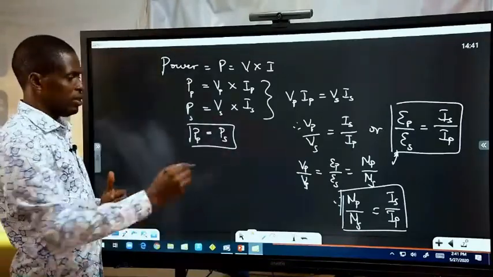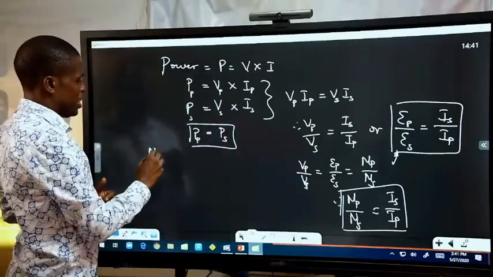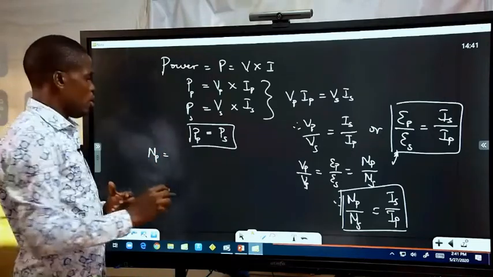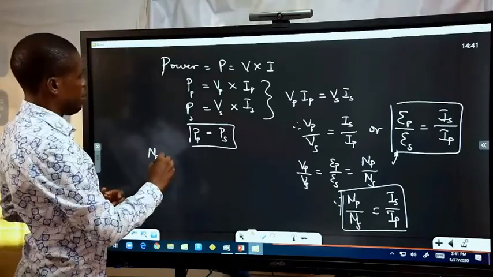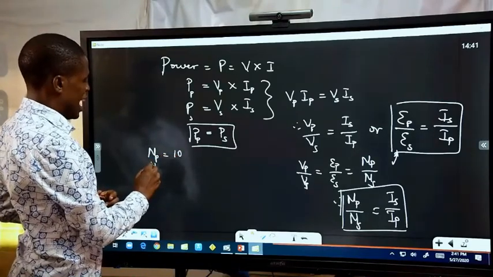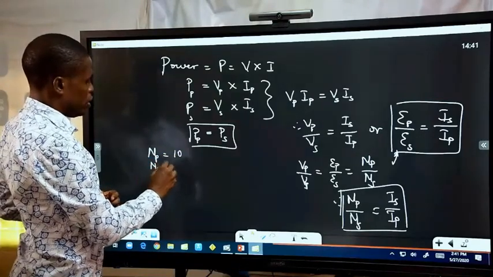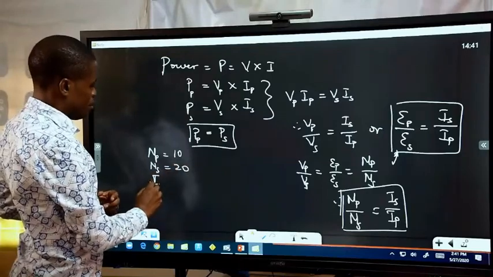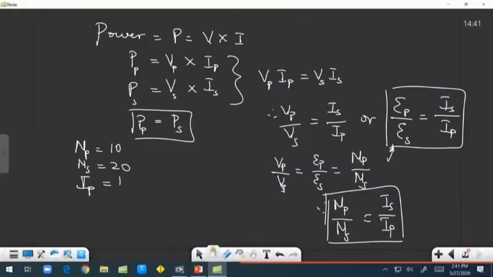Suppose you are given that the number of turns at the primary in an electrical system is 10, and the number of turns at the secondary is 20. The current at the primary is 15 amps.